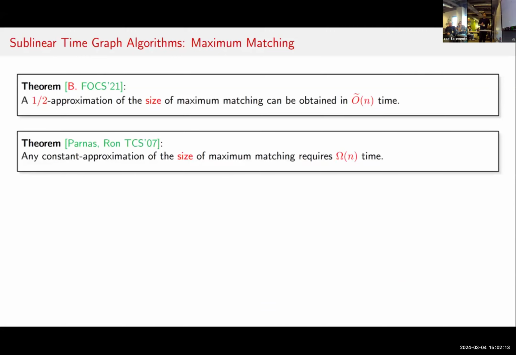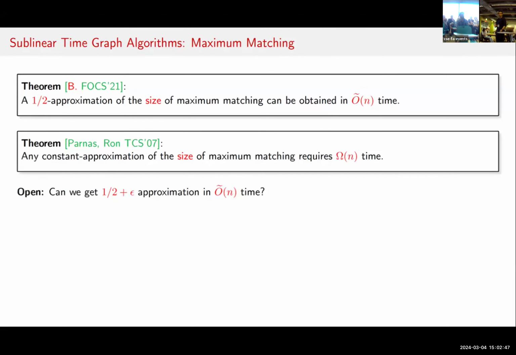In 2001, it was shown that a half approximation of the size of maximum matching can be obtained in order n time, n times some polylog. Here n is the number of vertices, much smaller than the number of edges, which could be as large as n squared. And this matches the lower bound from 2007 by Parnas and Ron, which shows omega n time is needed for any constant approximation. If you're looking for open problems here, there's an immediate open problem that I think is a very nice one: can we obtain better than half approximation in order n time, or polylog n time? This is open.